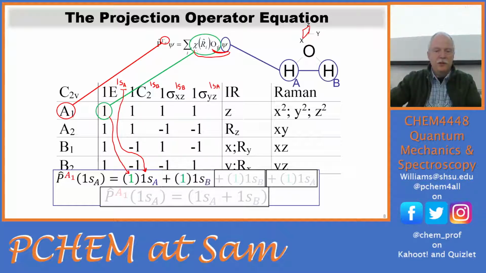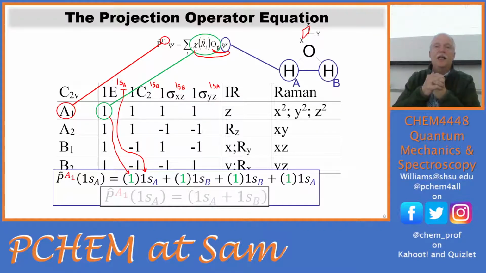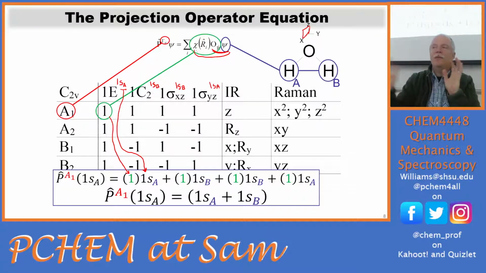And then we do the next one. We have a +1, and this is multiplied against the 1sb. That's the result of that operation. And then the third column, we have a +1, because that's the character, times 1sb, because that's the operation result. And then lastly, we have a +1 times 1sa, because that's the operation result. And so you can see we have 2 1sas and 2 1sbs. The 2s can be pulled out front and normalized, and really what we end up with, the important stuff, is 1sa plus 1sb. So that's going to be our fully symmetric or totally symmetric combination of the hydrogen 1s orbitals.